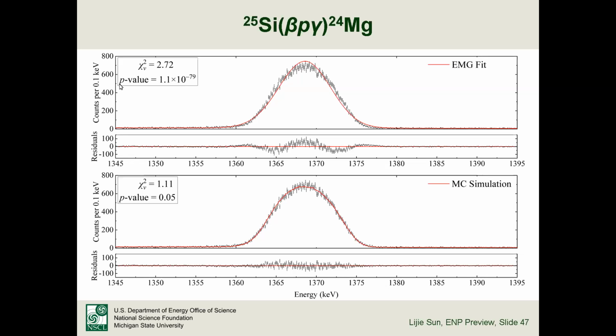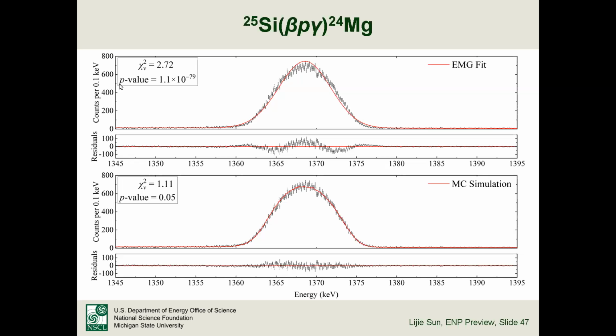So how can we accurately fit and extract information from this peak? We developed a Monte Carlo simulation to correctly model the Doppler effect. As we can see from the peak in the lower panel, compared with a regular EMG fit of this peak, this approach substantially improved the chi-square value and also the p-values of the fit.